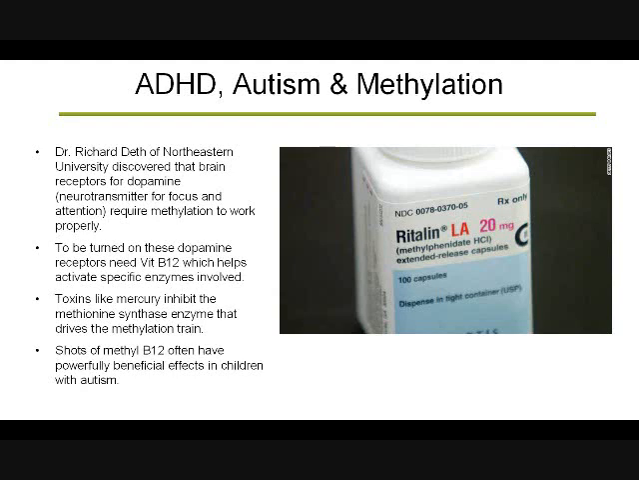So even the protein needs the methyl group to be open to receive. It would be like those old cell phones where you need to flip it open first before you can even talk to somebody. So it needs the B vitamins just to flip open and be able to talk, and then you have to have someone on the other line to talk to. So to be turned on, these dopamine receptors need B12 to activate specific enzymes that open it up. And other toxins like mercury will inhibit some of the enzymes. So shots of methyl B12 often have powerfully beneficial effects in children with autism.